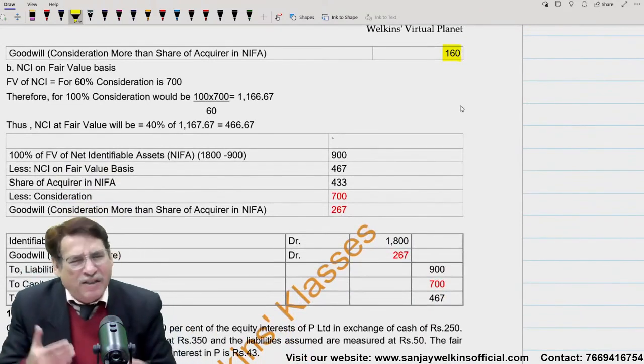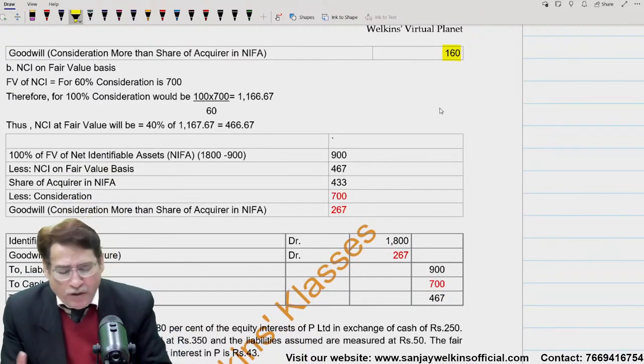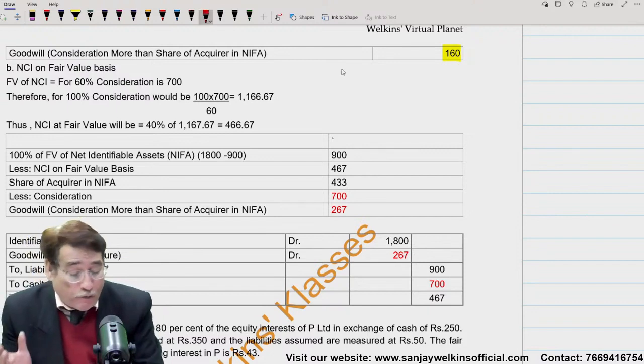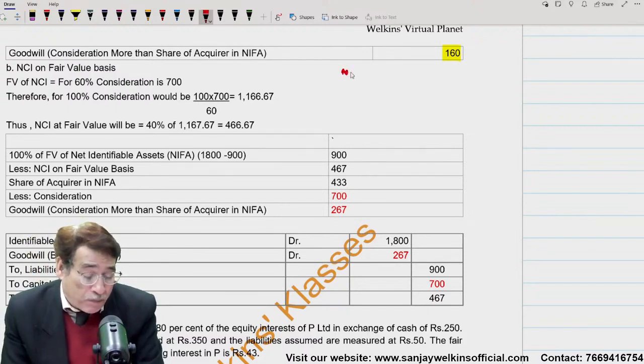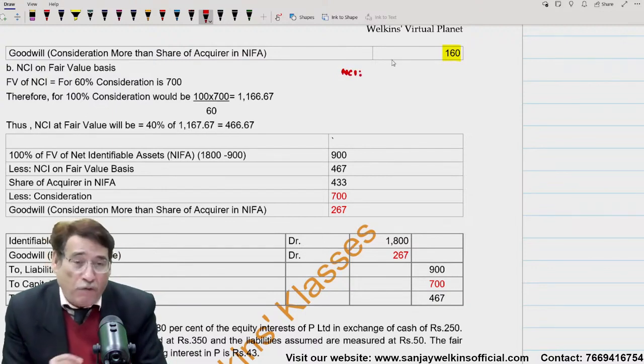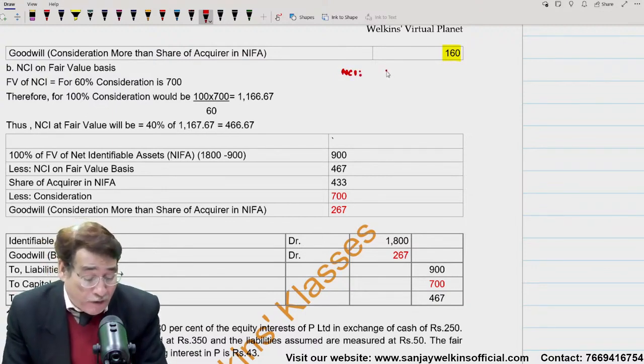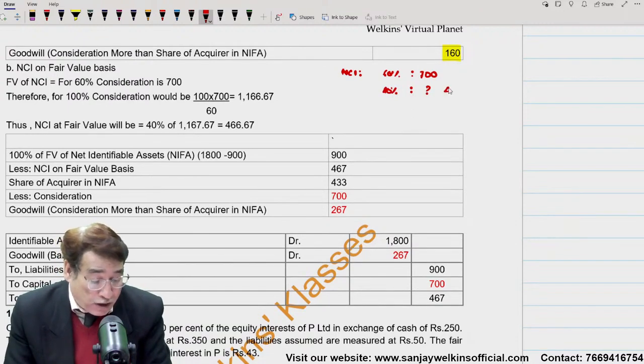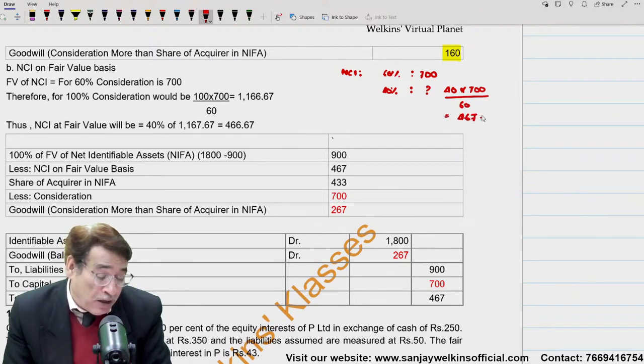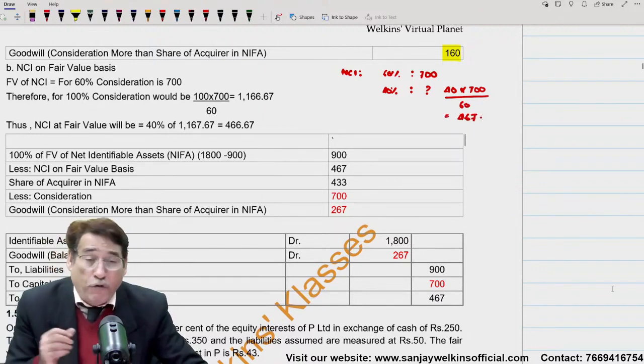So goodwill will be equal to 160. Now suppose in this question, just to understand you a little bit better, even though the question is not asking, suppose you would have computed NCI on fair value basis, how would you have computed? You would have computed in this manner. For 60%, we are paying 700 for consideration. So how much would we have paid for 40%? 40% is NCI share, correct? So that is 40 into 700 divided by 60%. And that will be equal to 467. So in this case, NCI value would have been 467.